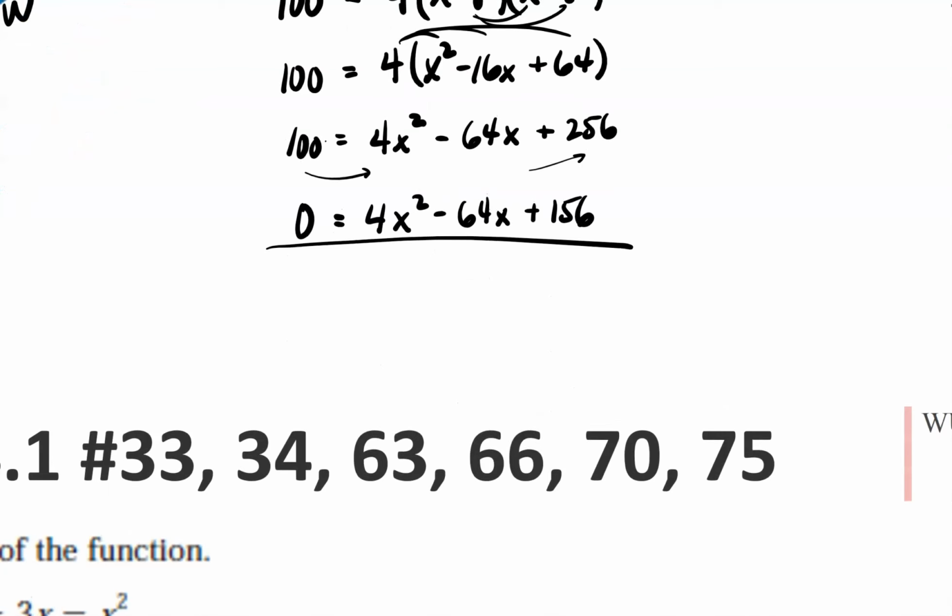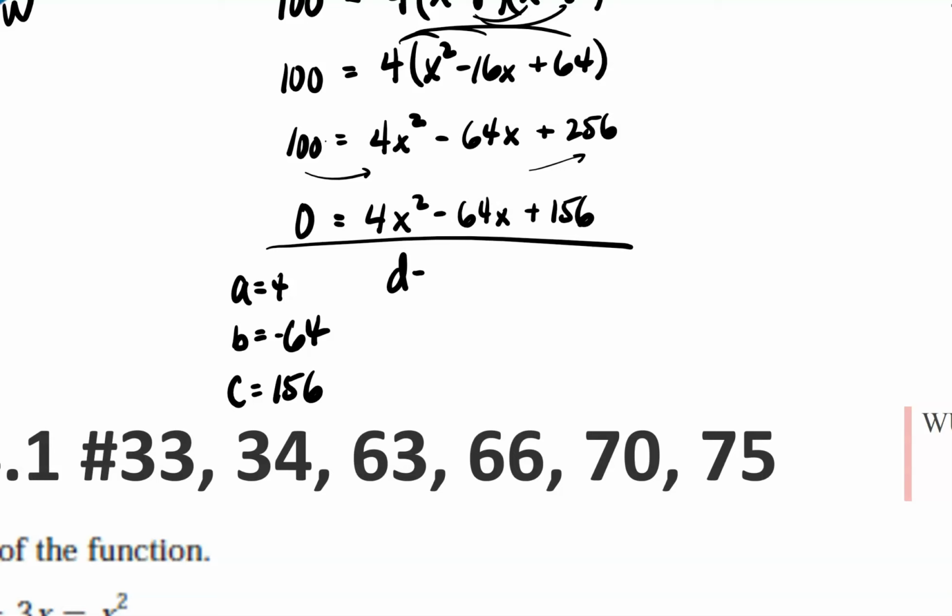Now, knowing what we know about our quadratic formula, we can say that our a value is 4, our b value is negative 64, and our c value is 156.